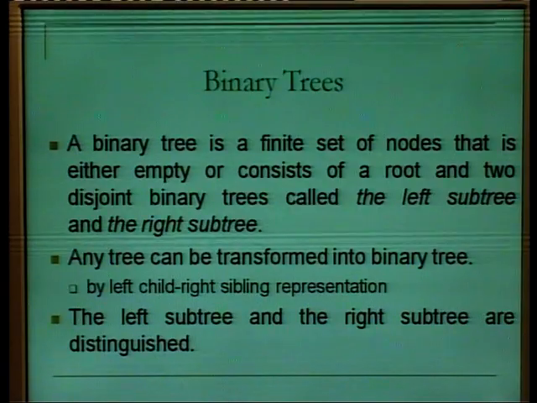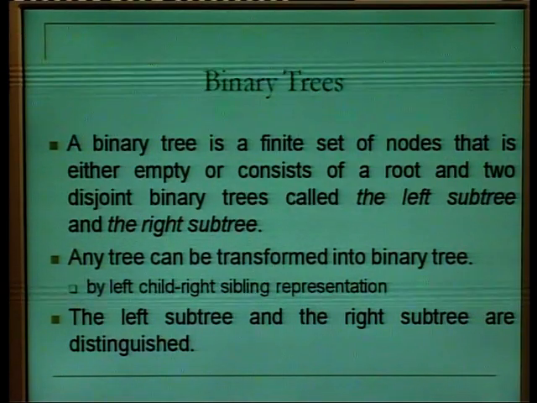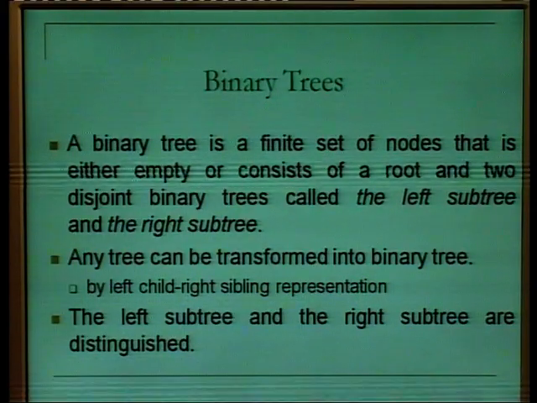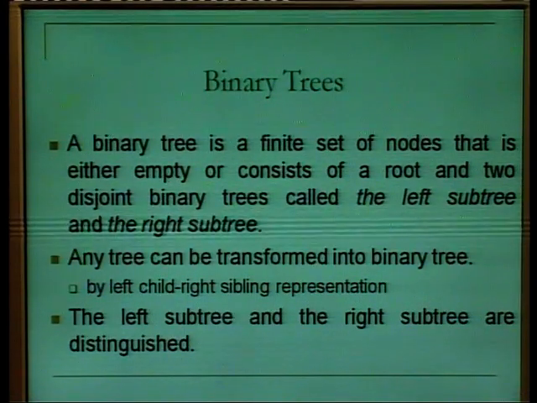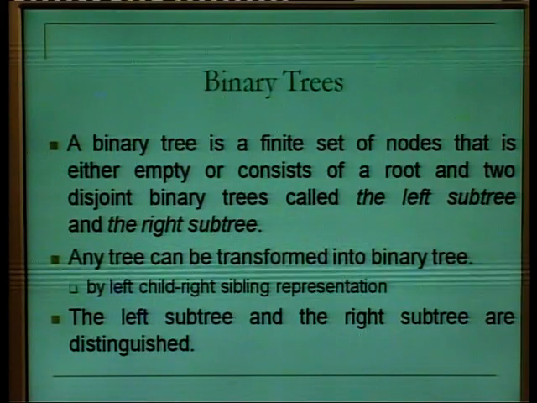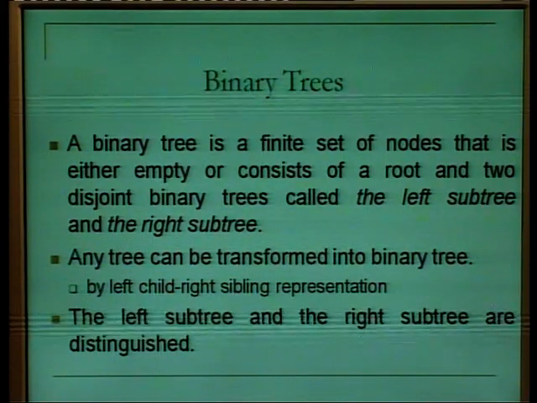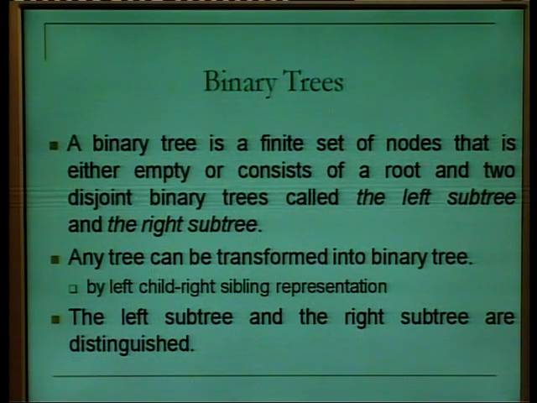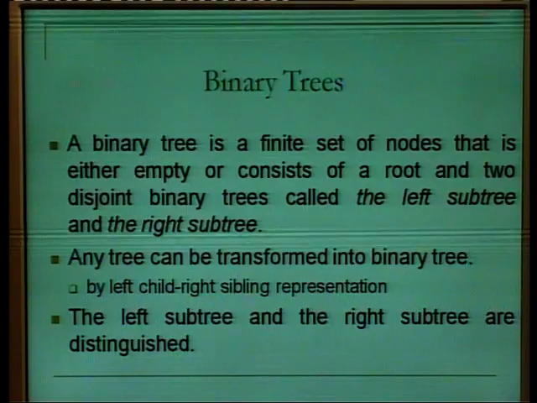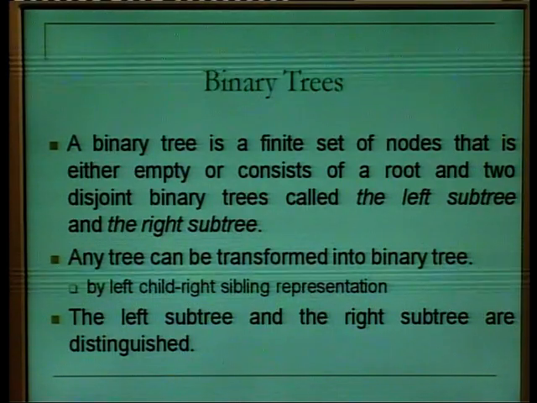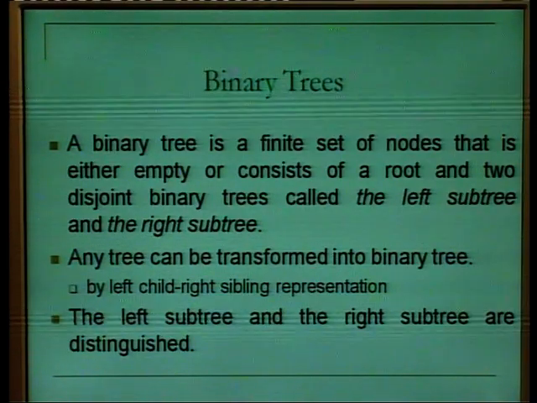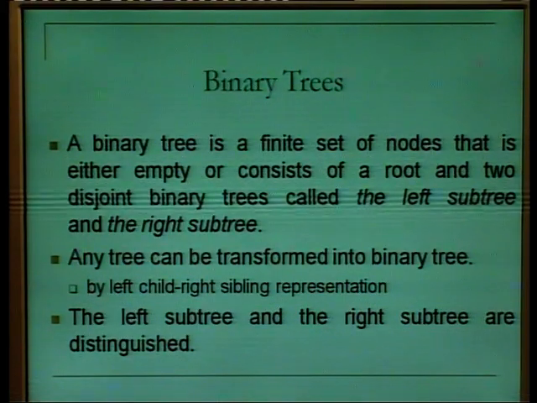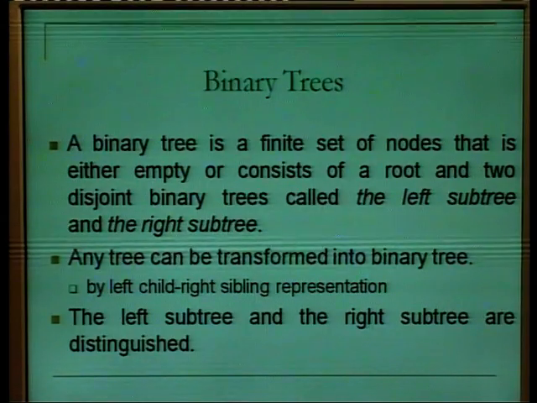Now we will study what is binary tree. Binary tree is a finite set of nodes that is either empty or consists of a root and two disjoint binary trees called the left subtree and the right subtree. Any tree can be transformed into a binary tree by left child right sibling representation. The left subtree and the right subtree are distinguished.